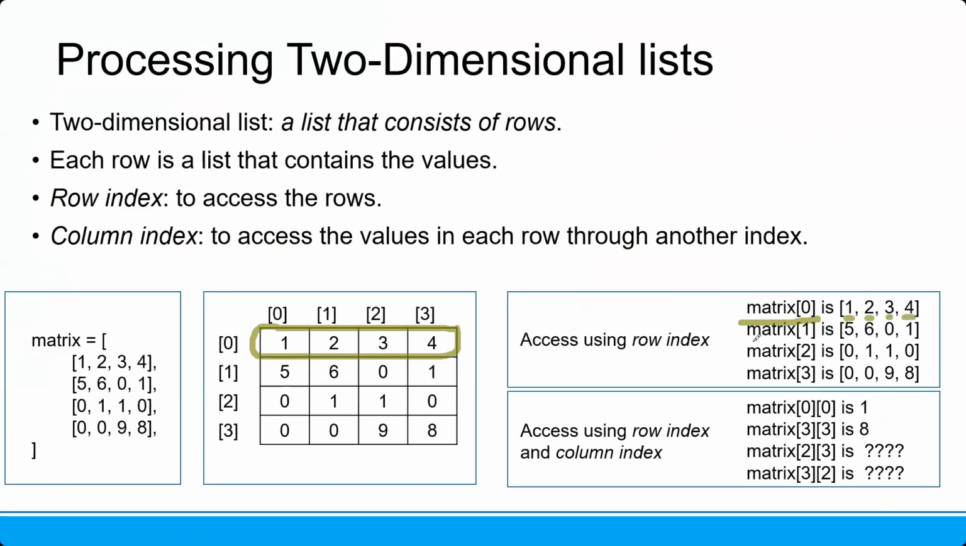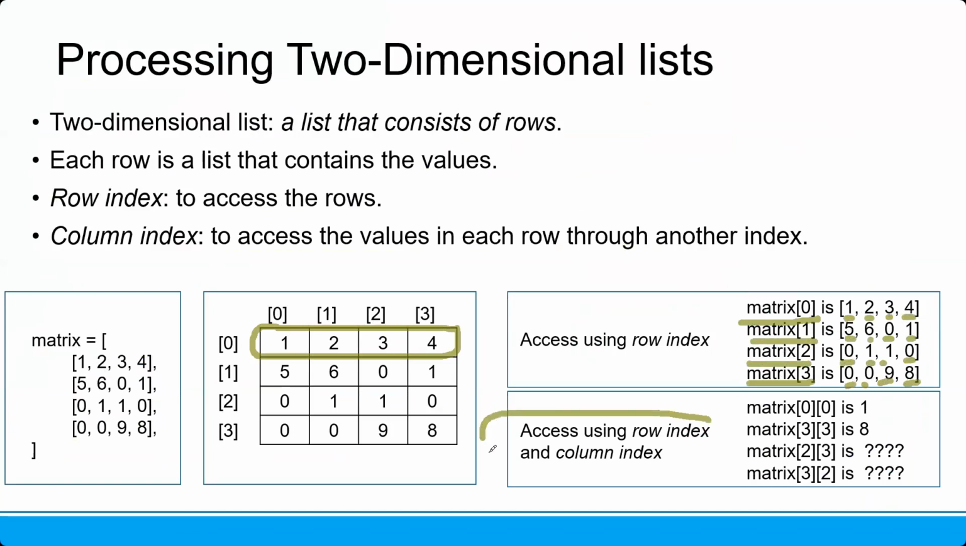If I call matrix index 1, then the result is 5, 6, 0, 1. If I call matrix index 2, then the result is 0, 1, 1, 0. And if I call matrix index 3, it is 0, 0, 9, 8.